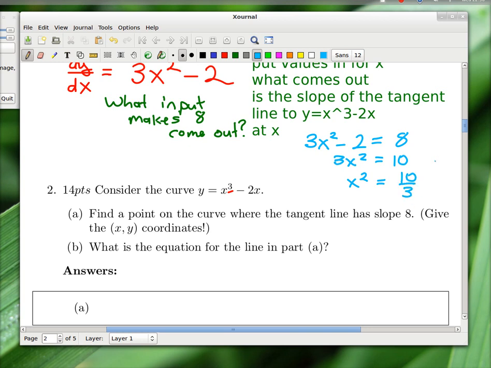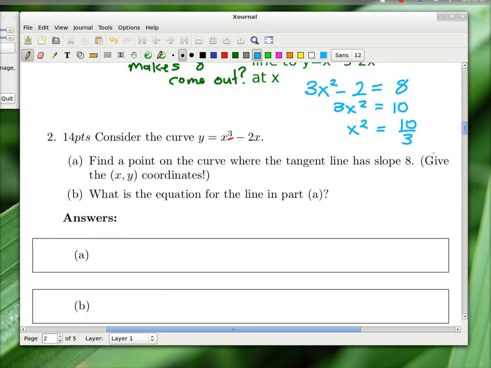Which is not the greatest number, but it's not the worst number either. What is it? It's like 3.333333333. So now I need to get rid of the square. So I take the square root of both sides, and then we say x is equal to plus or minus the square root of, so when you take the square root, you have to consider the negative possibility.